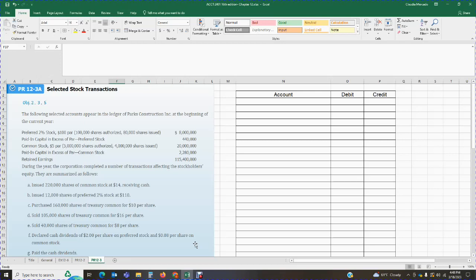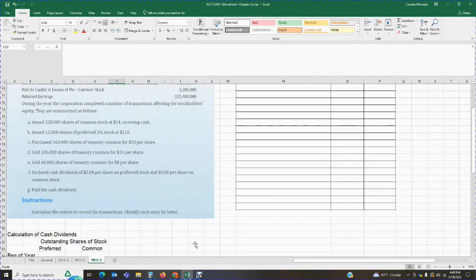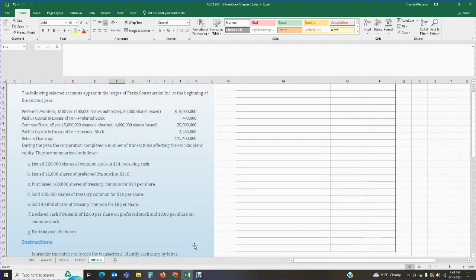Common stock at $5 a par. We've got 5 million shares authorized and 4 million shares have been issued. We have it in our books for $20 million. We've got paid-in capital in excess of par for common stock, $2,280,000. And we've got retained earnings of $115,400,000. During the year, the corporation completed a number of transactions affecting the stockholders' equity. They are summarized as follows, and we have letters A through G. Okay. Instructions: we have to journalize the entries to record the transactions.